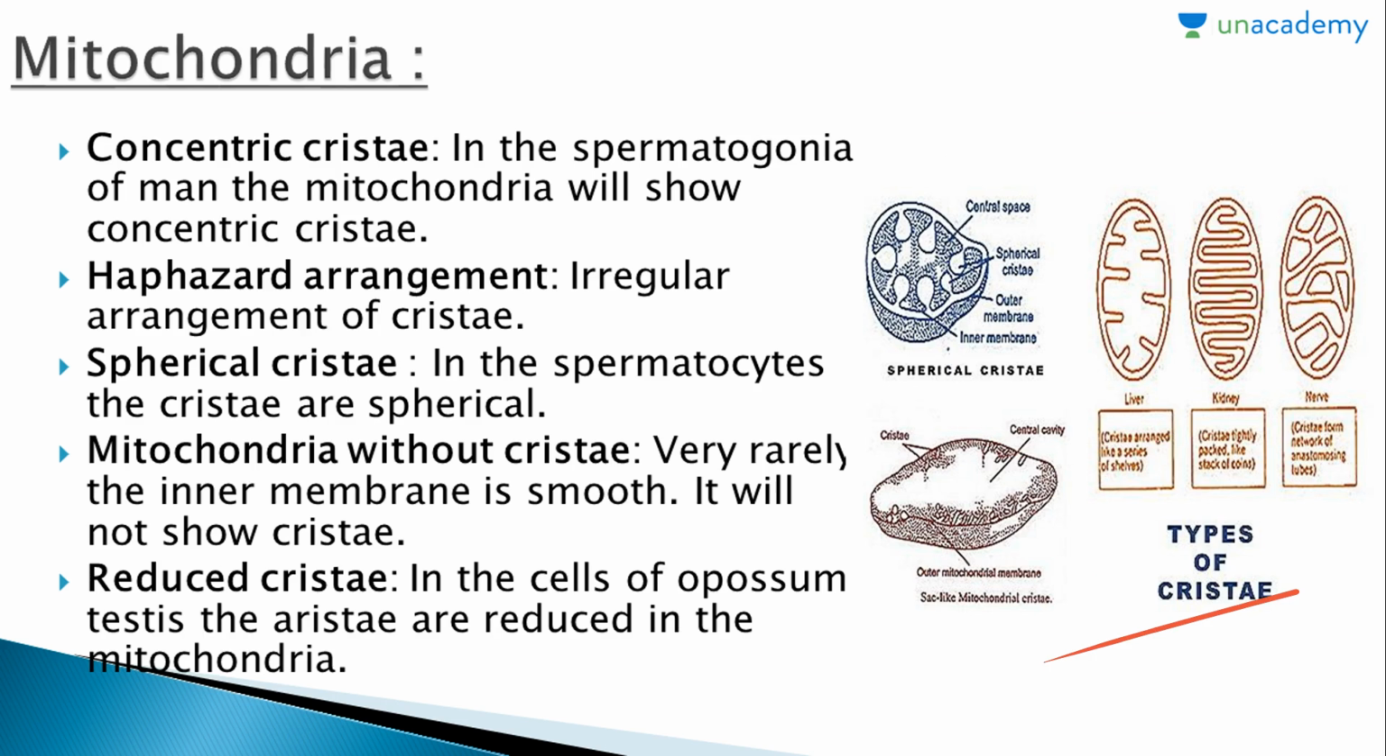Next we have mitochondria without cristae. Very rarely, the inner membrane is smooth and does not show any cristae, or shows reduced cristae. In the cells of opossum testes, the cristae are reduced in the mitochondria.